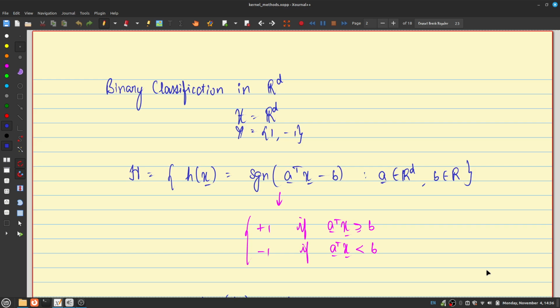Okay, so let's continue our discussion of support vector machines. Recall that we were trying to look at the problem of binary classification in R^d, and specifically linear classification. That corresponds to the hypothesis class of functions h which take value +1 if some a transpose x is greater than or equal to b, and -1 if a transpose x is strictly less than b. And we saw that the first problem that we looked at was learning this particular concept class.